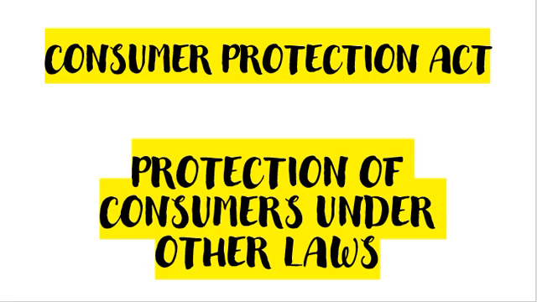Next, we have the Sale of Goods Act. The Sale of Goods Act also protects consumers. It says that products sold must be of satisfactory quality, fit for their intended purposes, and as described. So, if you buy a laptop and it fails to meet basic expectations, you can claim a remedy under this law. It works hand in hand with consumer protection laws.